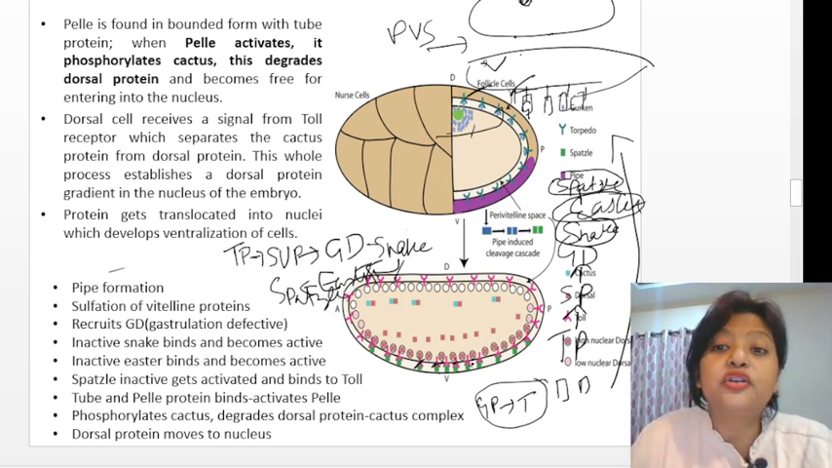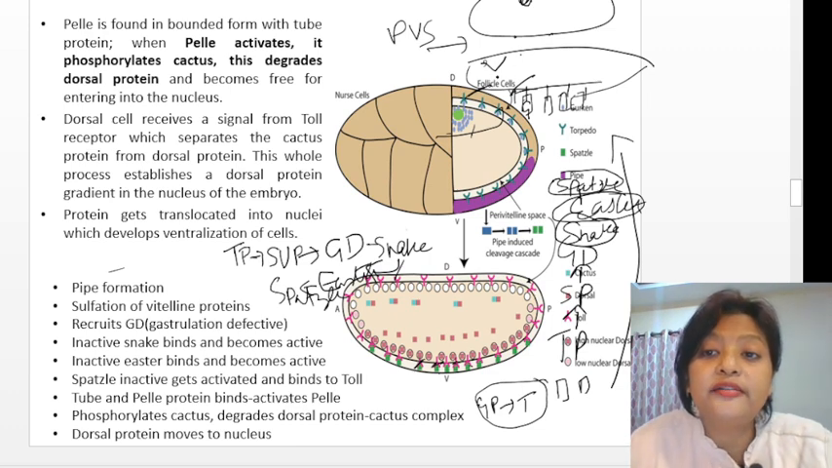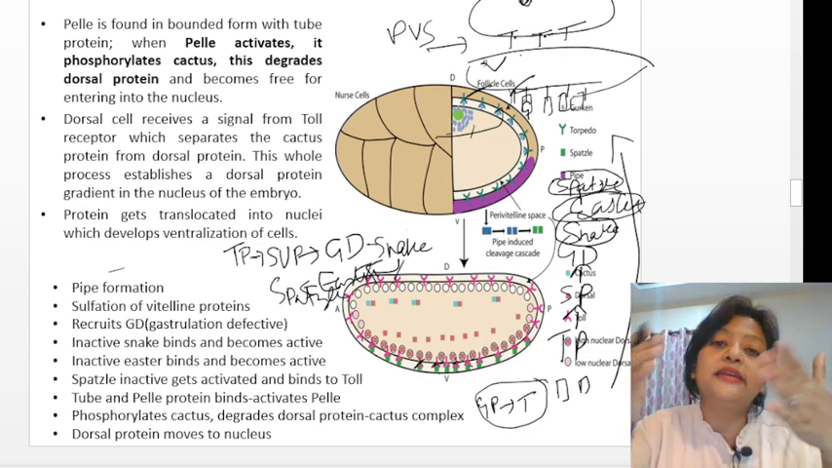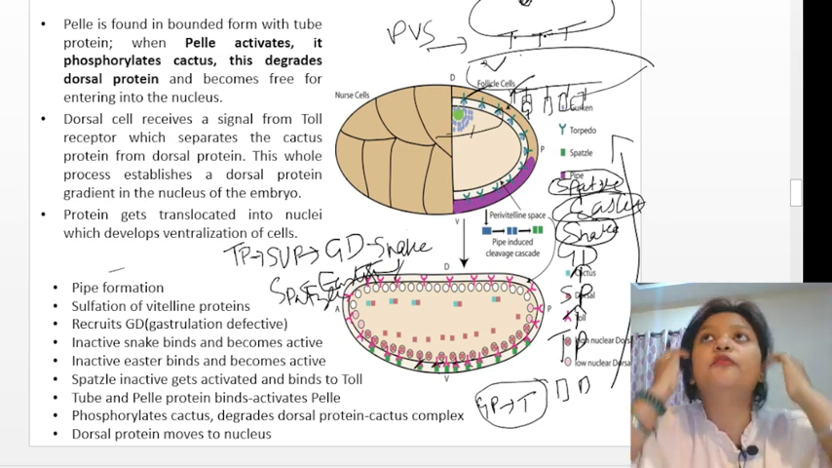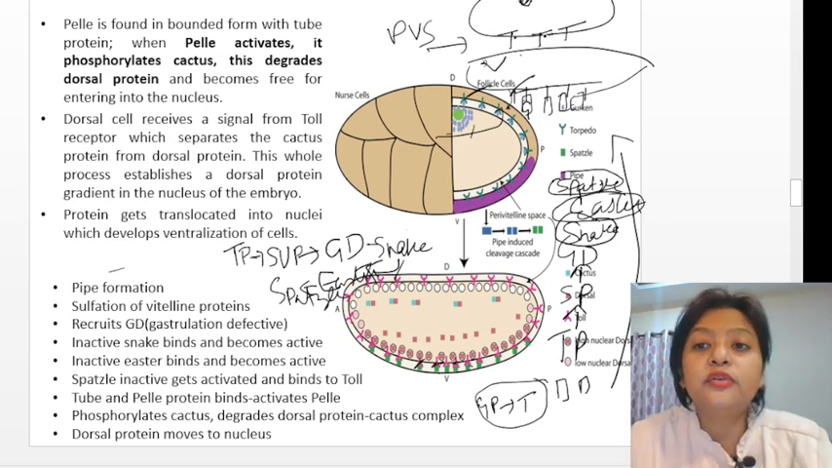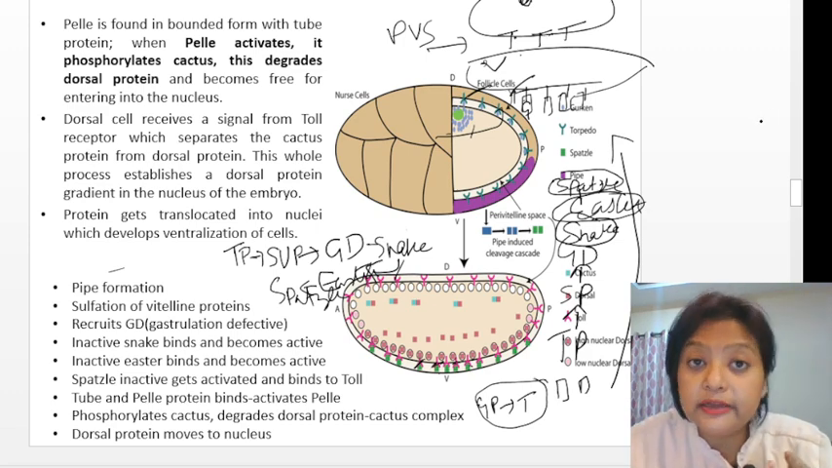It will go and bind to the toll. Remember I told you there are some toll receptors out here. See this part in the oocyte membrane, there are some toll receptors. Okay, toll means it's like a gate. It's standing at the gate, so it's stopping the movement of any other proteins. So what will happen? This spatzel will get activated and it will go and bind with this toll.